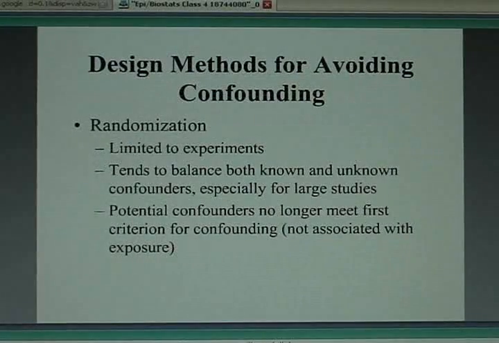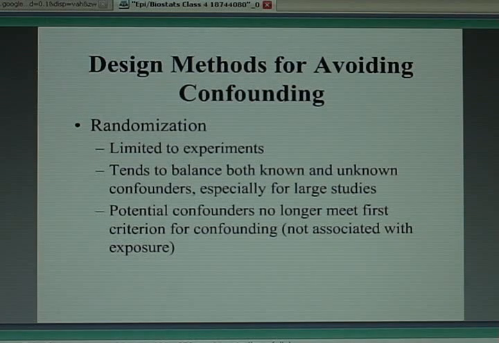Now, how can you avoid confounding in a study? Well, in an experimental study, you can try to avoid confounding by randomization. These types of studies are limited to experimental studies, limited to situations where ethics allow you to do a study. But what does randomization buy you?